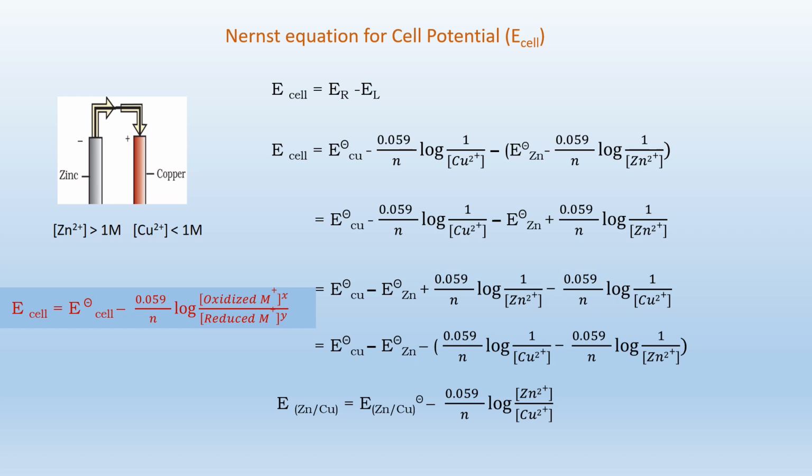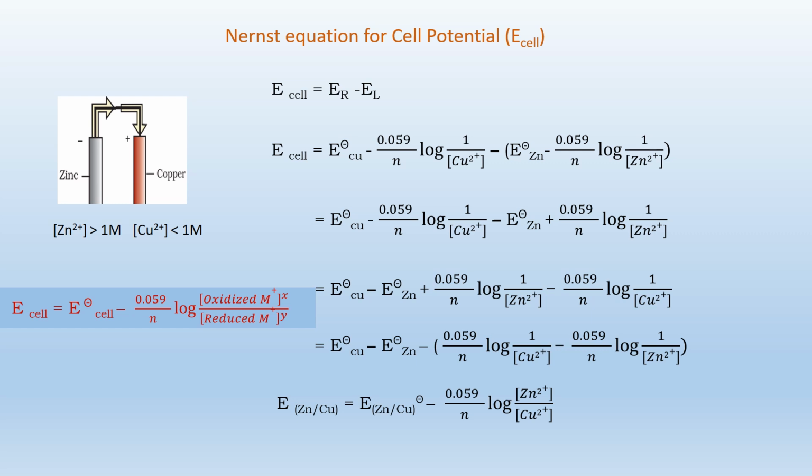So on the whole, in the anode compartment the ion concentration is increased, whereas in the cathode compartment the ion concentration is decreased. Always remember that in the logarithmic part you should write the oxidized metal ion concentration to the reduced metal ion concentration, raised to its corresponding stoichiometric proportion. The oxidized metal ion concentration should be written in the numerator, and the reduced metal ion concentration in the denominator.